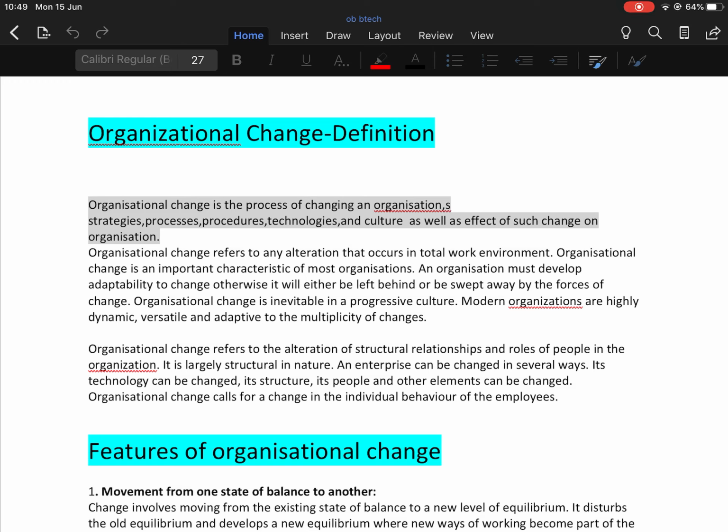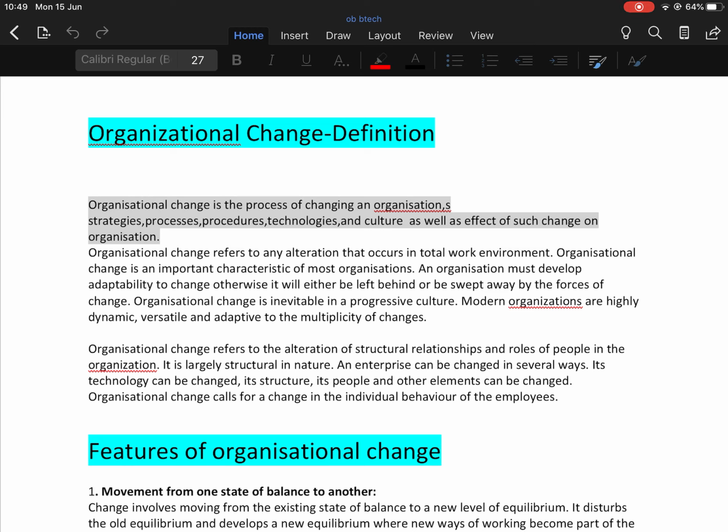Organizational change is an important characteristic of most organizations. An organization must develop adaptability to change, otherwise it will either be left behind or be swept away by the forces of change. Organizational change is inevitable in a progressive culture. Modern organizations are highly dynamic, versatile, and adaptive to the multiplicity of changes.